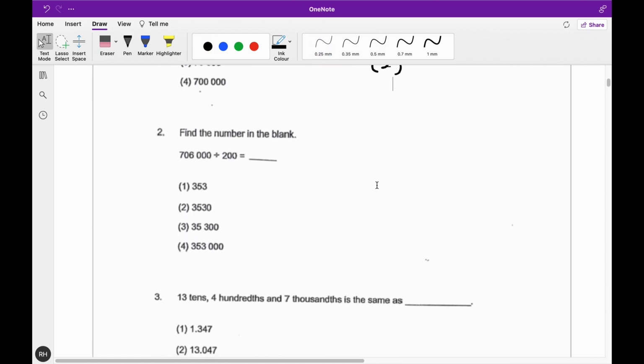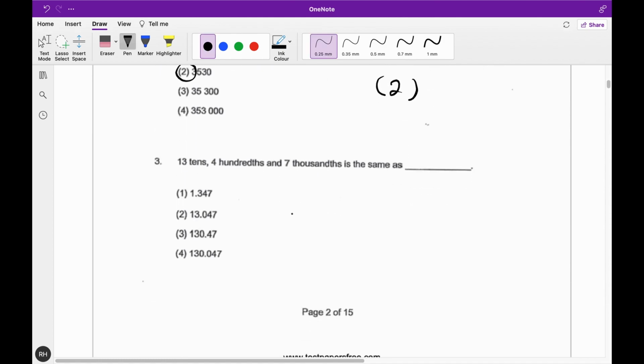Question 2, find the number in the blank. 706,000 divided by 200. Alright, so the first step we can do is cancel away the zeros. I have 2 zeros, so we cancel away 2 zeros. It's also the same as 7060 divided by 2. So 7060 divided by 2, we know the answer is 3,530. So the answer is option 2.